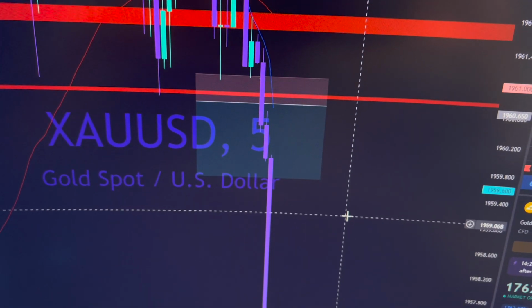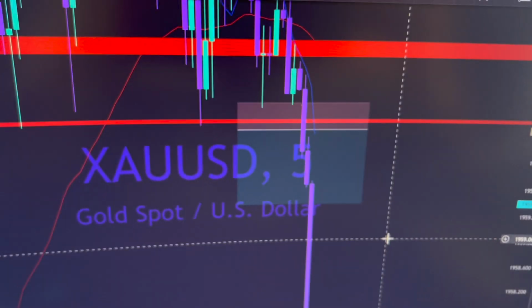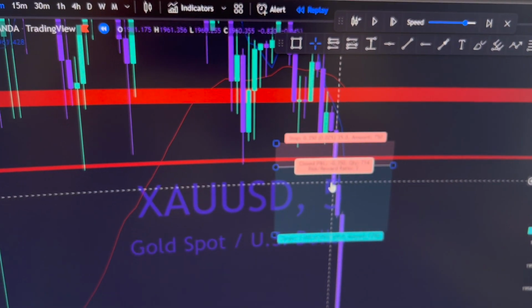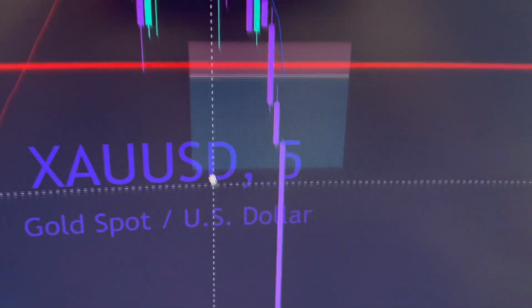So for some reason my recording stopped. As you guys can see, same entry, same setup, we had 1-to-3 risk to reward ratio, and even more, but I'm only gonna count it to 1-to-3 risk to reward ratio. So when it comes to gold, this is how I would trade gold.